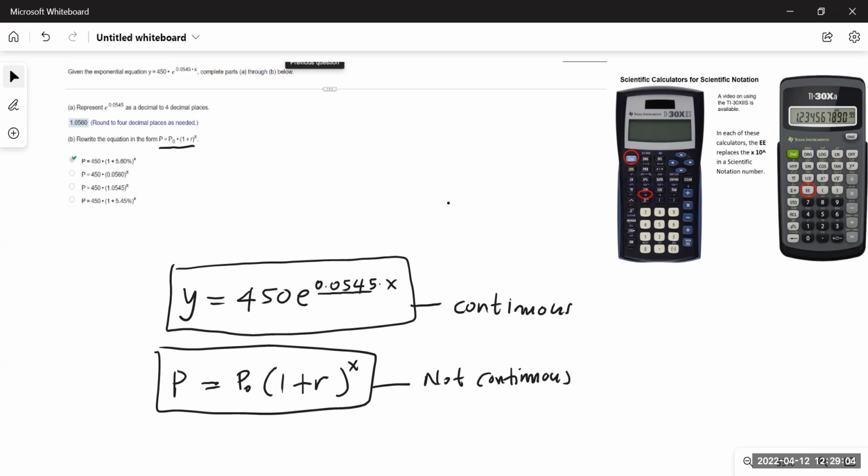Let's go to the question. It says that represent E, the Euler exponent 0.0545 as a decimal. And we should do it in 4 places, all right?